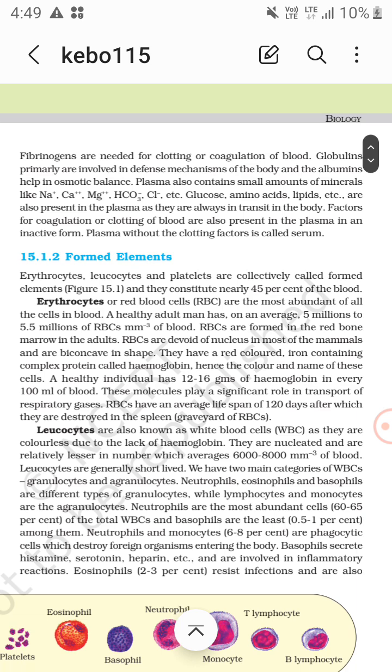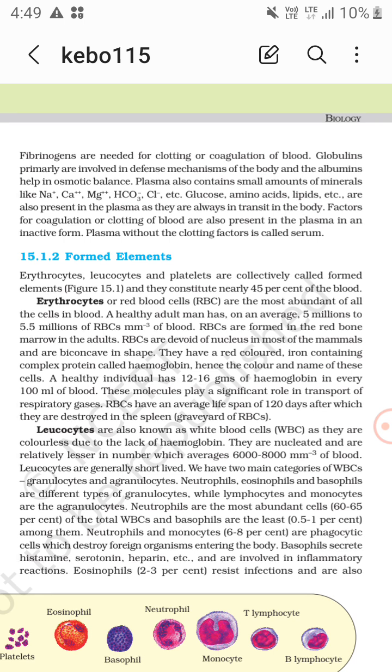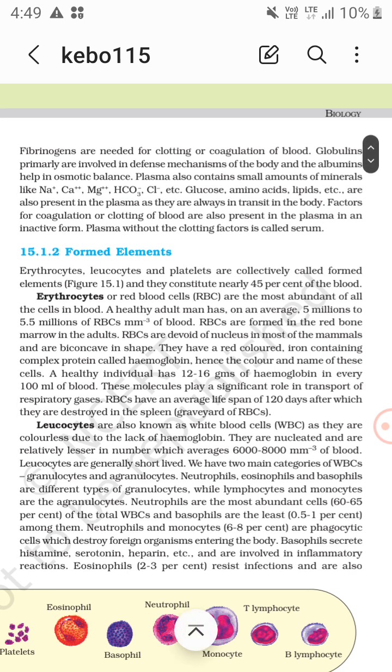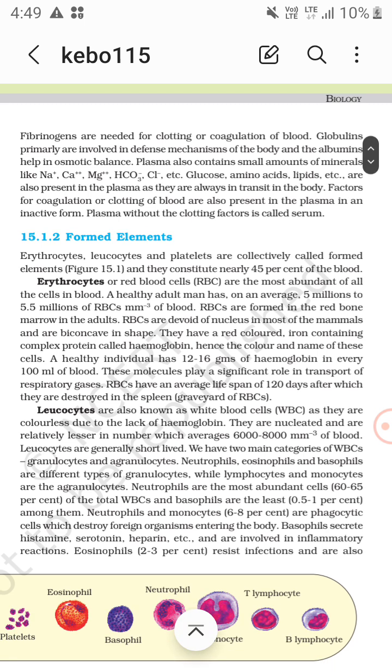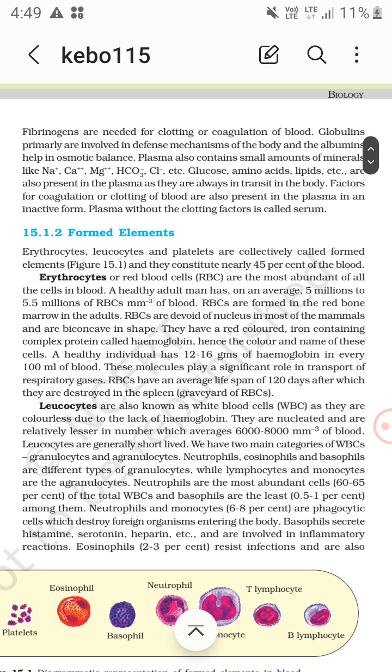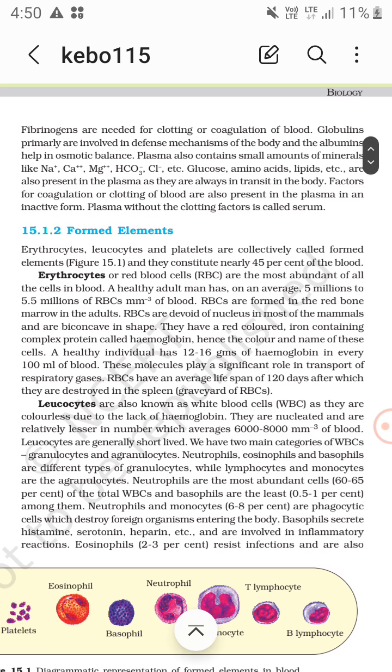Now form elements. Erythrocytes, that is RBCs, leukocytes, that is WBCs, and platelets, that is thrombocytes, are collectively called form elements, and they constitute nearly 45% of the blood. Erythrocytes or red blood cells are the most abundant of all the cells in the blood. A healthy adult man has on an average 5 to 5.5 million RBCs per cubic millimeter of blood.